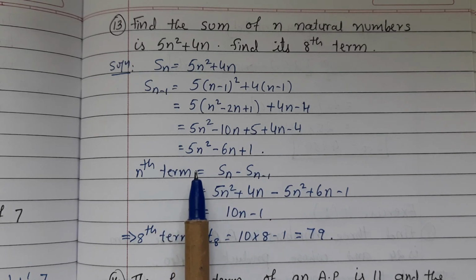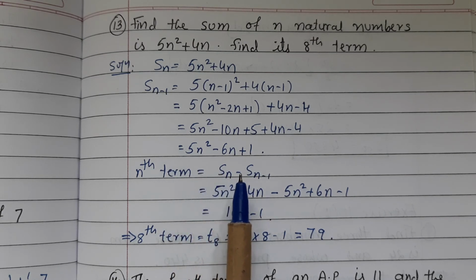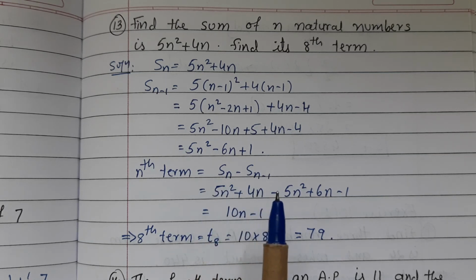Nth term equals S of n minus S of n minus 1, equals 5n square plus 4n minus 5n square plus 6n minus 1, equals 10n minus 1. 8th term equals T of 8 equals 10 into 8 minus 1, which is 80 minus 1, 79. 8th term equals 79.